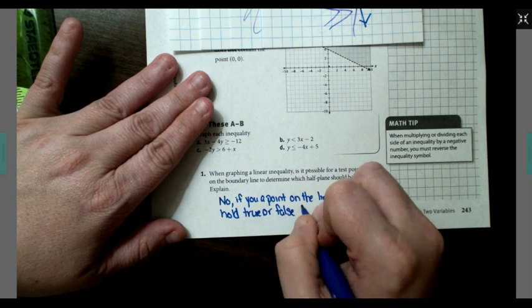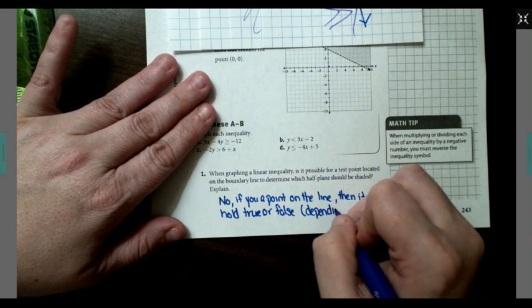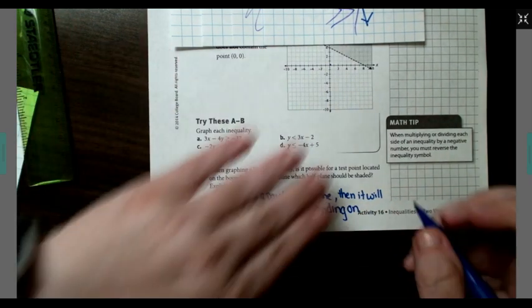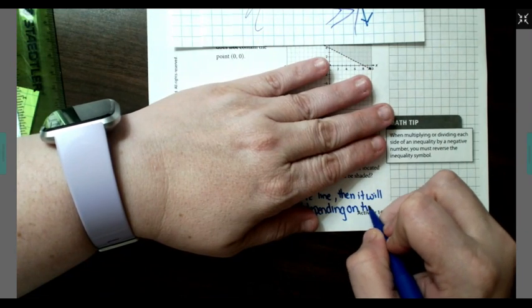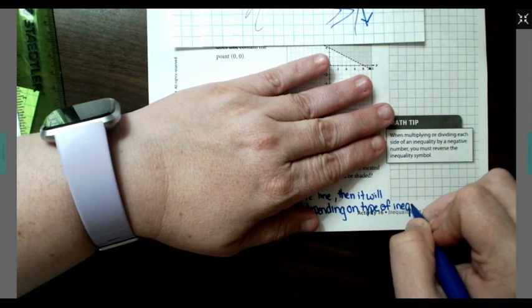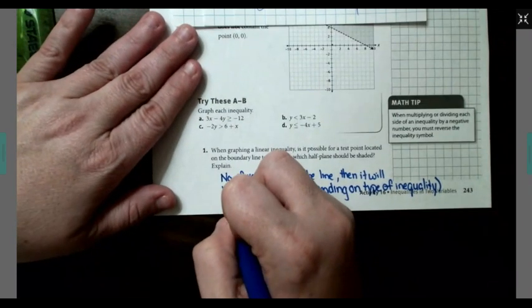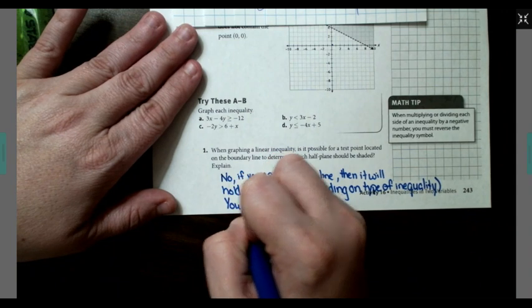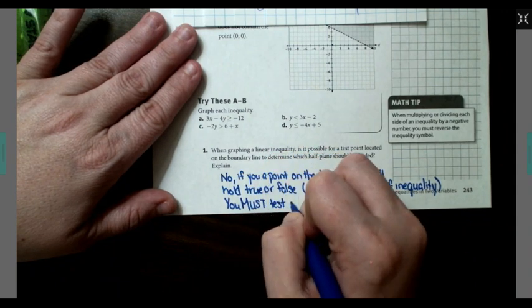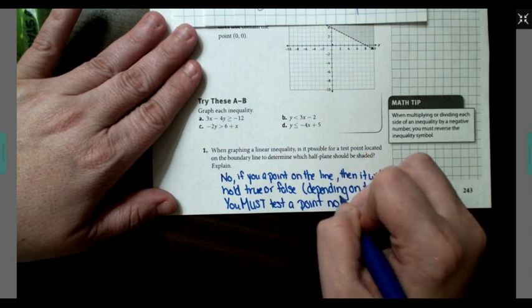Or false, depending on the type of line. You must test a point not on the line.